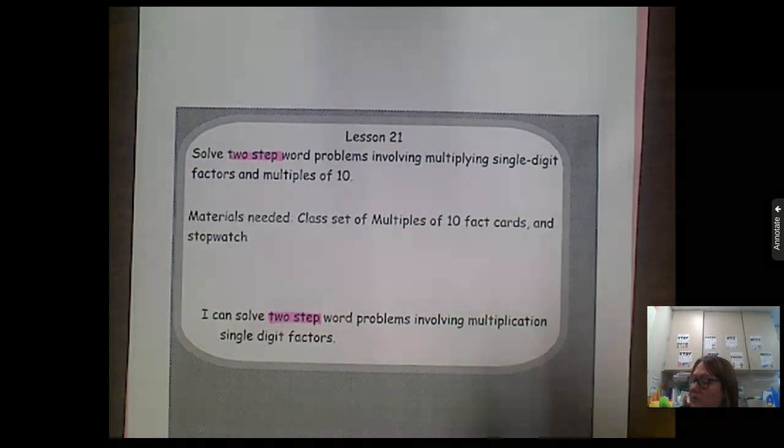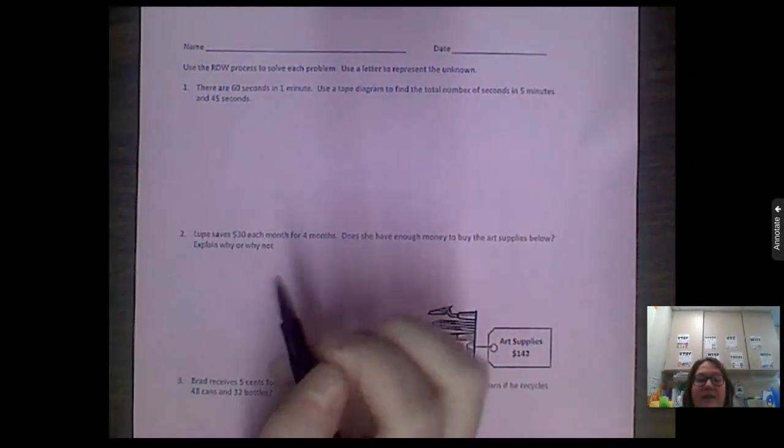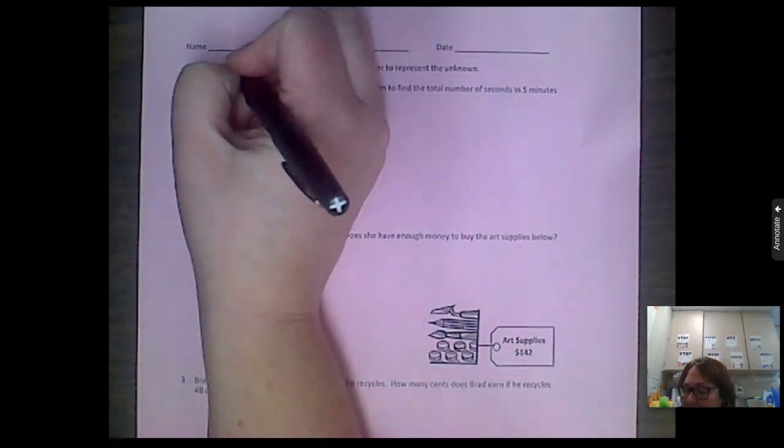Okay, so let's go ahead and pop over to our problem set for today. Go ahead and put your name and date on your paper and show me that you're ready to go. Our directions say that we're going to use the RDW process, and we actually say the RDWW process to solve each problem. Use a letter to represent the unknown.